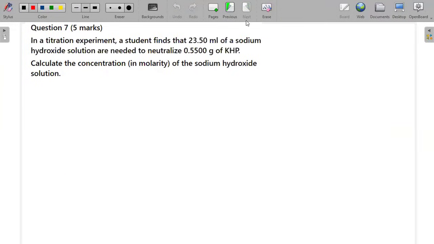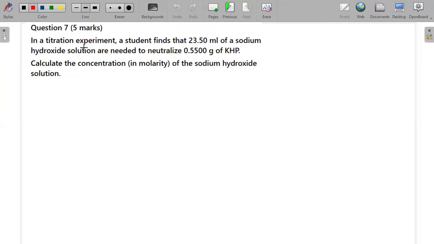And then next we look at the last question. The last question is on a titration reaction, so meaning there's some sort of a salt, an acid and a base. So let's look at question 7. Again, it's very simple. If you have questions, please ask.